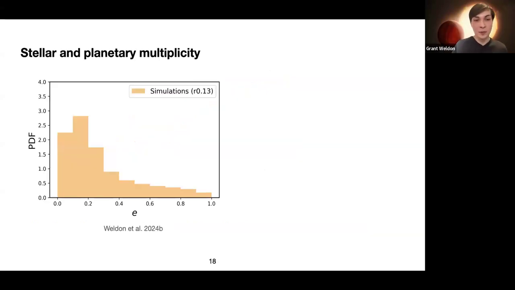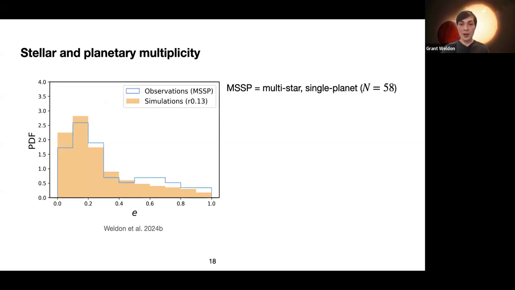As some further evidence for this, I'll discuss what happens when you slice and dice the data based on stellar and planetary multiplicity. So here are our best fit simulations. And here is the distribution of eccentricities for planetary systems that look a lot like our simulations, where you have essentially a three-body system with two stars and a single planet. And you can see that this produces a close match to the simulations.